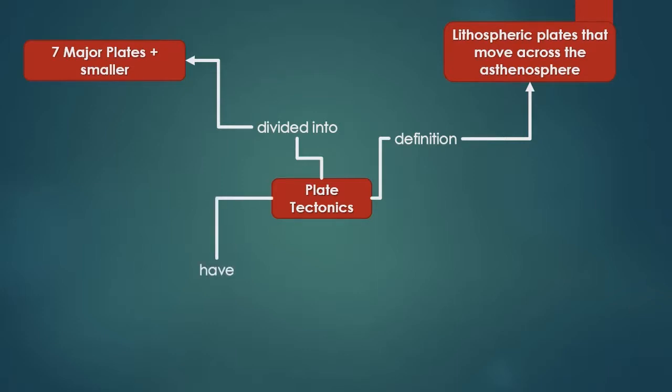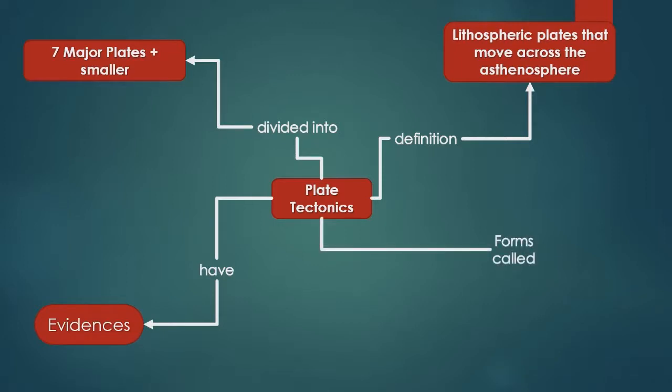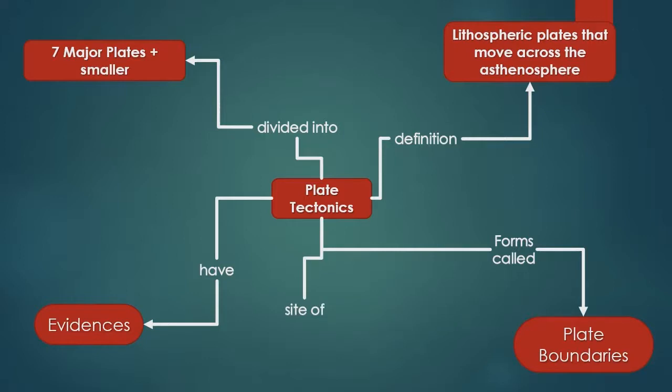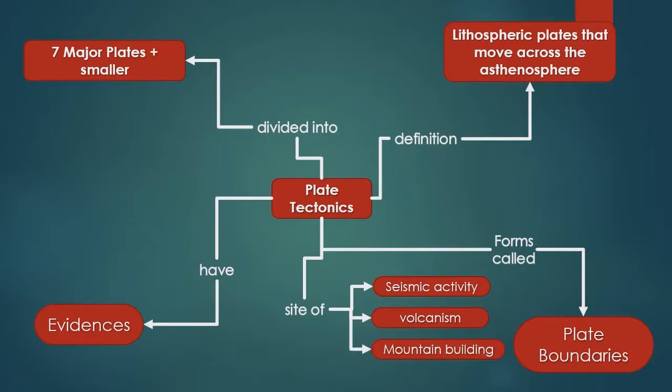The plate tectonics are determined because of the different evidences. So we will be talking about these evidences in the next slides. Plate tectonics. The different forms of plate tectonics are called the plate boundaries. Our plate tectonics are actually the site of seismic activity, volcanism, and mountain building.